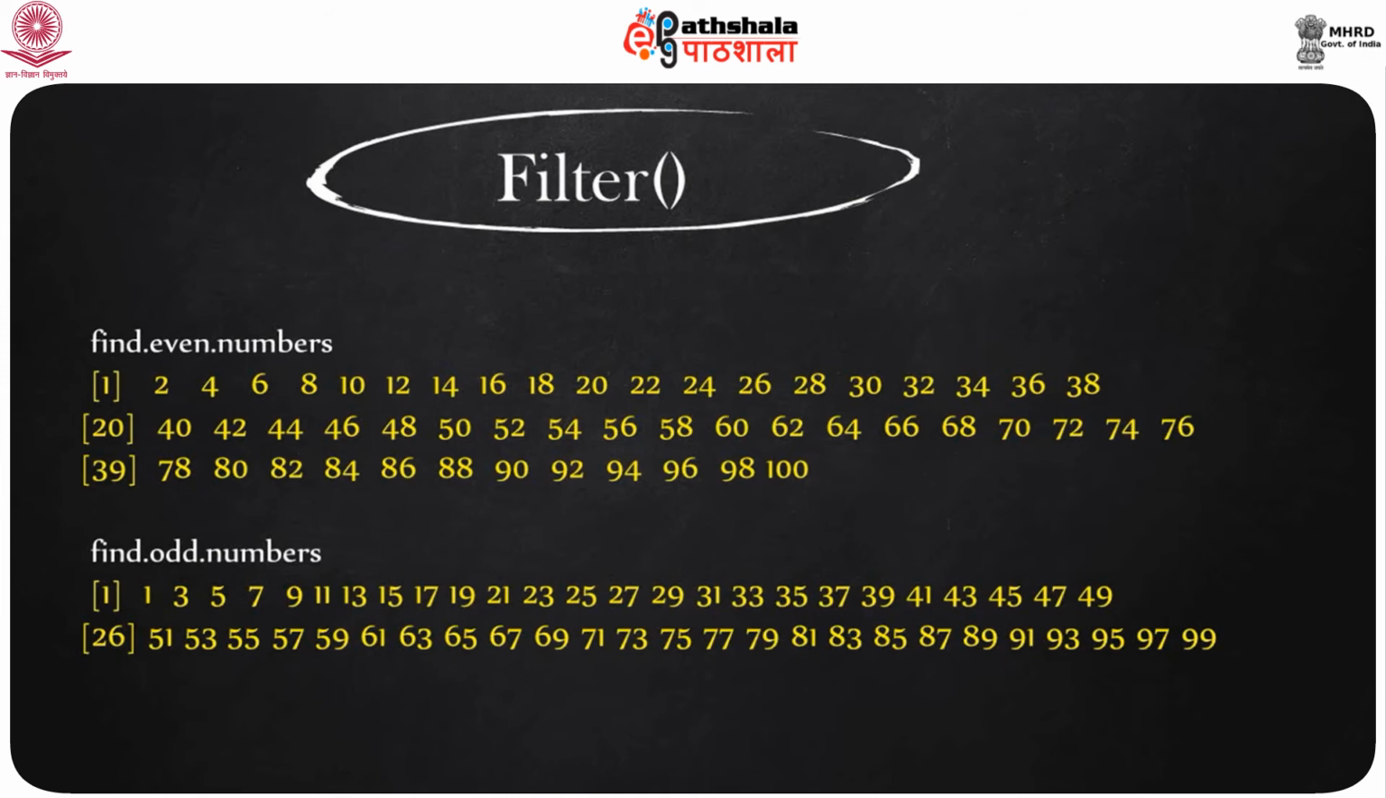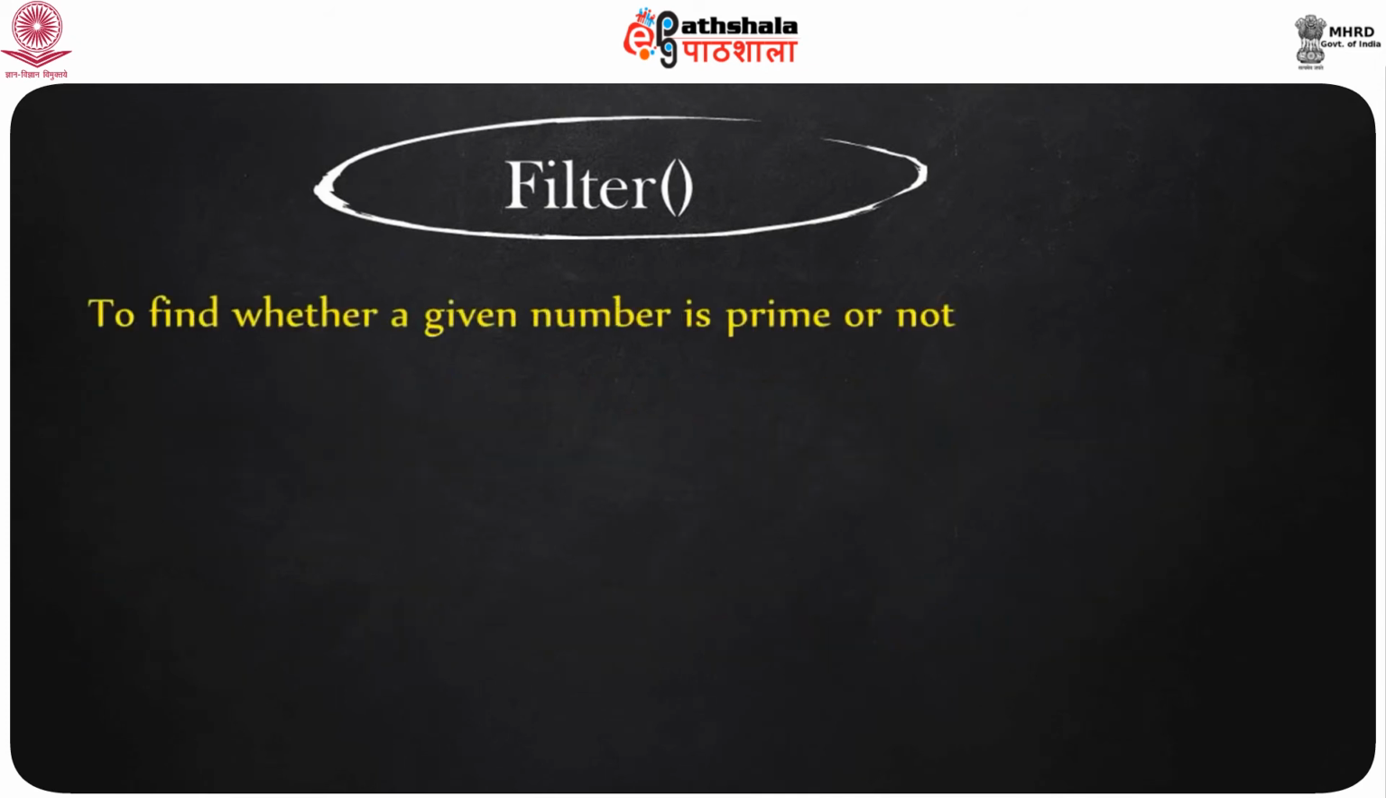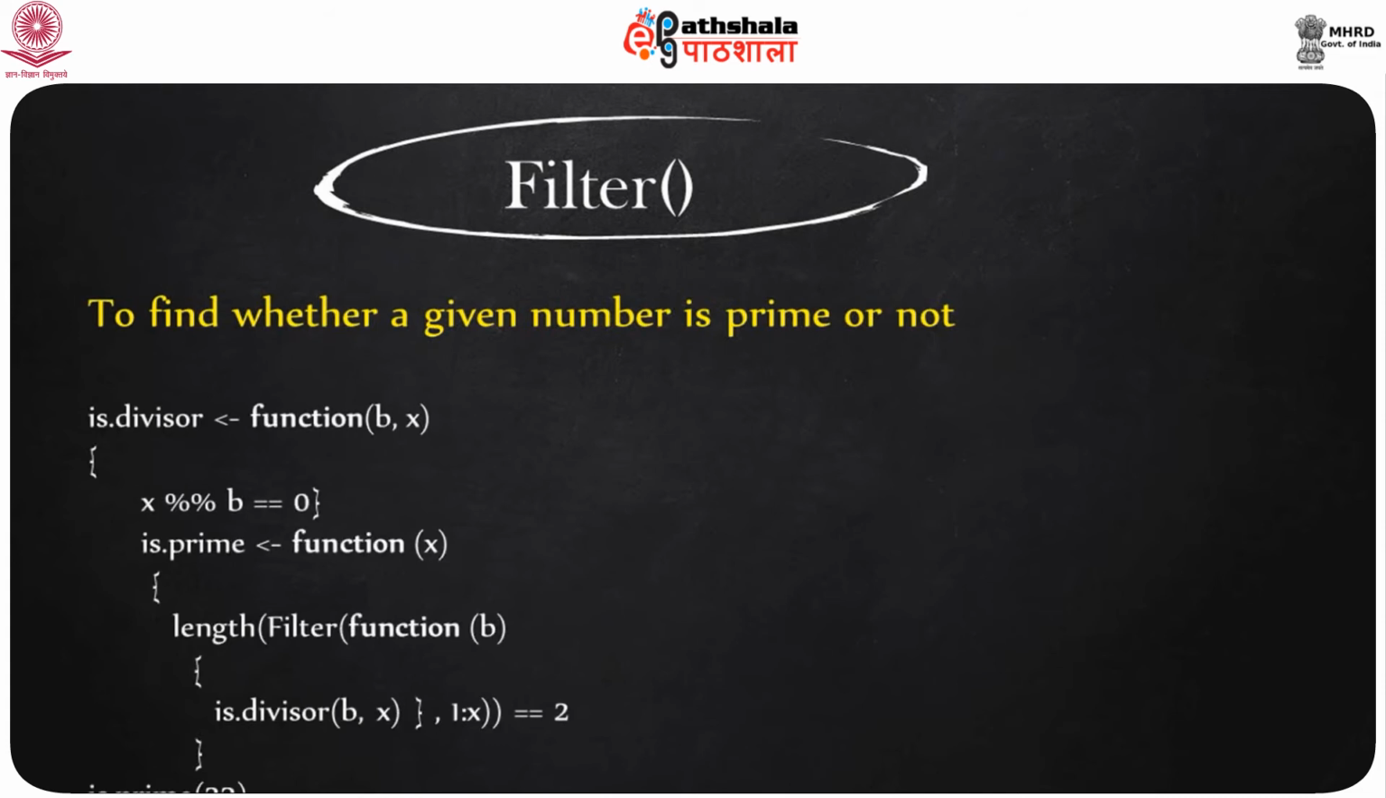Now let us see how we can write some more complex function quickly. Here we are trying to find whether a given number is prime or not. So at first we have a function is.divisor, which is a function of b and x, and this will take care of whether, if we divide x by b, the remainder will be 0 or not. If it is 0, then the output will be true and false otherwise.